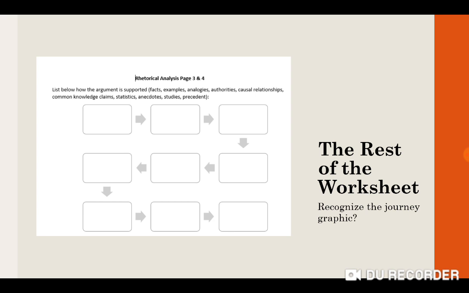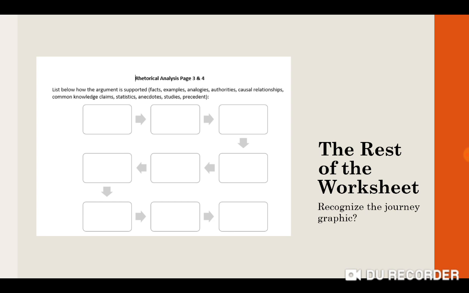So you can see I've screenshotted the different sections, but you should also have, again, like I said, the worksheet in front of you. So first, you should recognize the graphic because it's the same graphic that we used in the justice paper to map out the journey, and that's pretty much what you're doing.